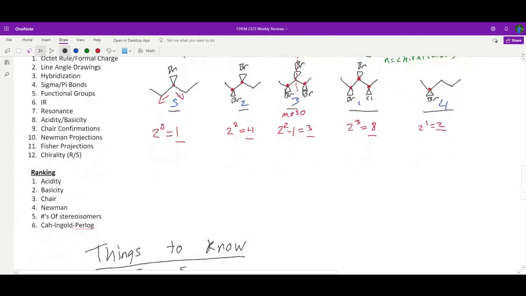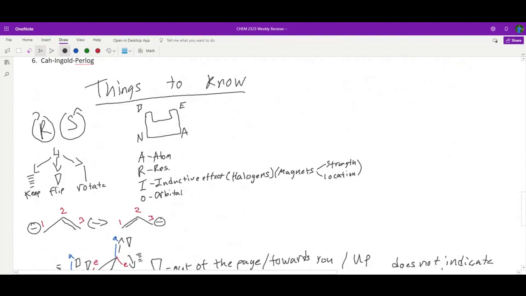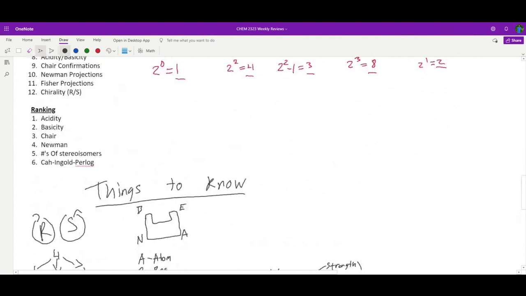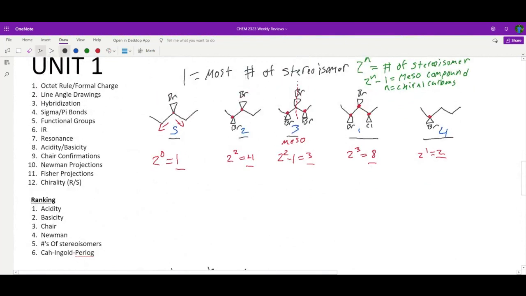Okay, resonance, we've kind of talked about. Just be careful about what can resonate and what can't. You can resonate with a double bond and a lone pair, and if the double bond is too far away, obviously you can't resonate. If your charge is on the double bond, obviously you can't resonate. And you want the charges on the most electronegative atom, such as oxygen, rather than carbon.